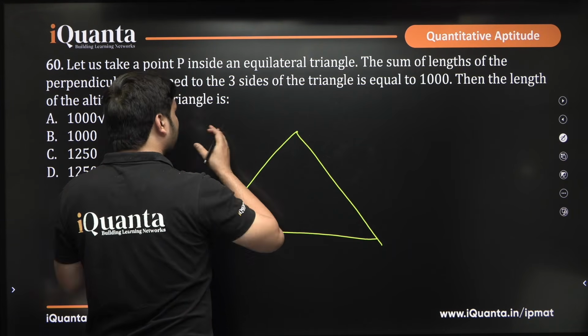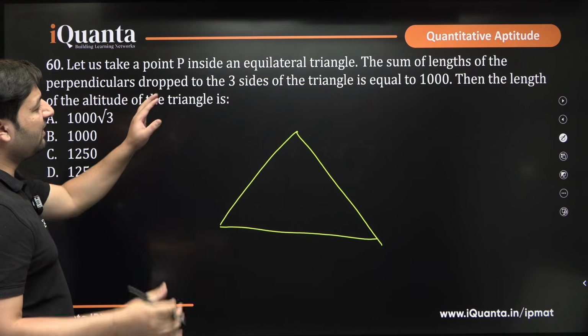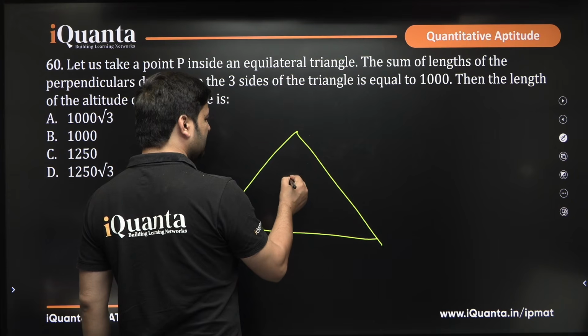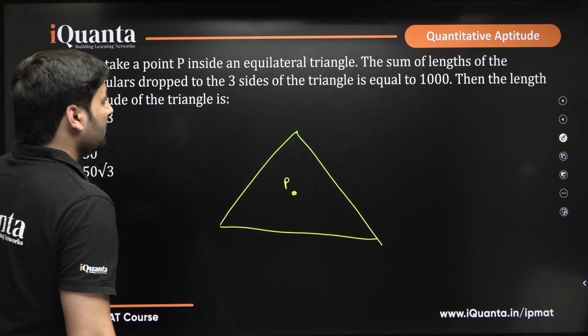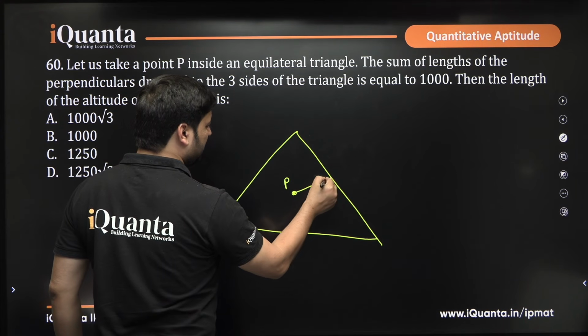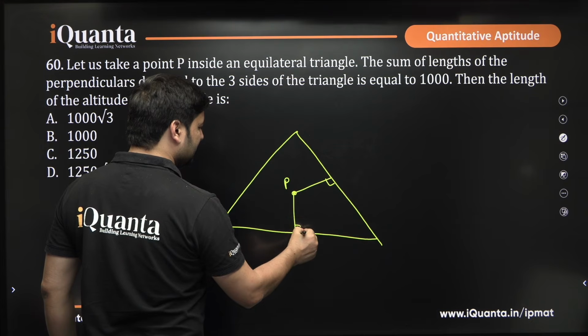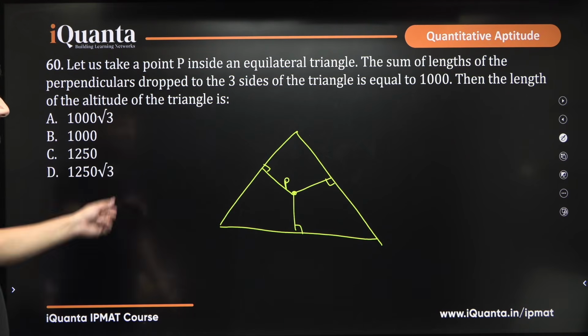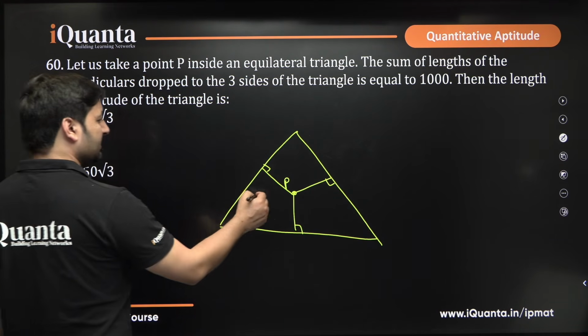So because he has just mentioned that P is a point inside the equilateral triangle, you just take it over here, okay. Say this is P. The sum of lengths of the perpendiculars dropped to the three sides. So from here, if you drop a perpendicular, it is like this, from here it is like this, and from here it is like this on the three sides. Sum of these three perpendiculars, say this is A.